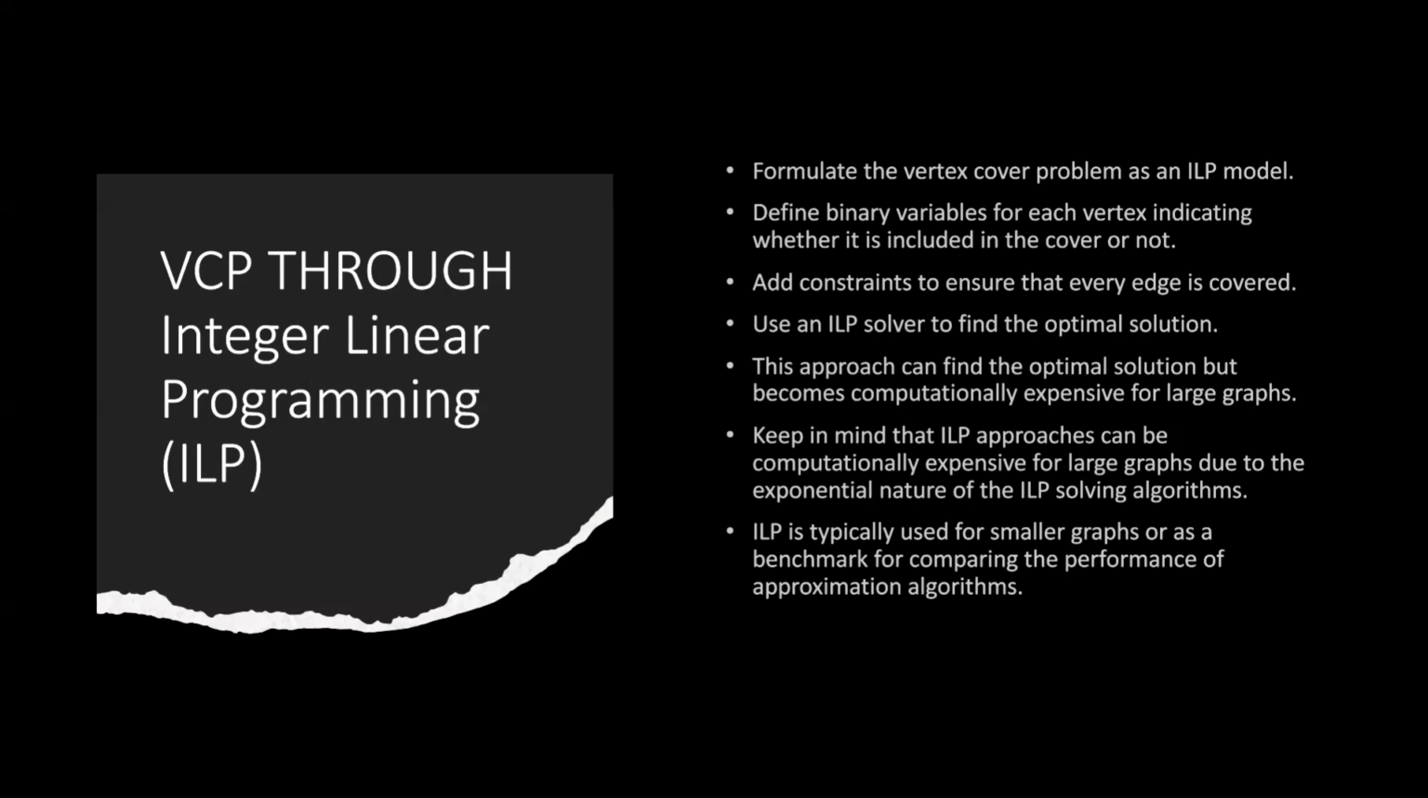So now I'll be talking about integer linear programming through the vertex cover problem. First, we have to formulate the vertex cover problem as an ILP model. We have to define binary variables for each vertex, indicating whether it is included in the cover or not. We have to add constraints to ensure that every edge is covered. Use an ILP solver to find the optimal solution. This approach can find the optimal solution, but becomes computationally expensive for large graphs.